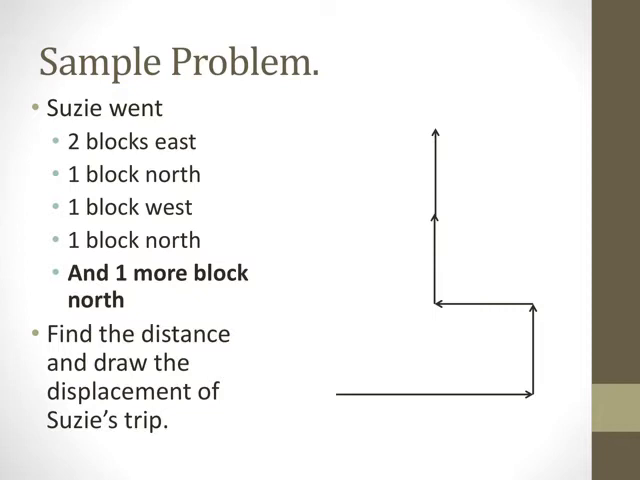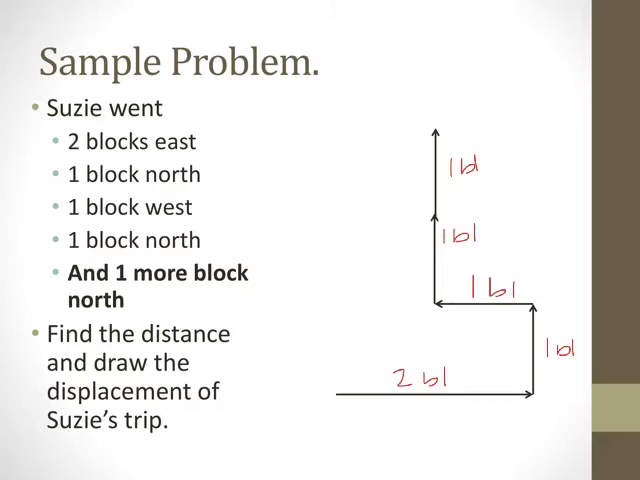So we have 2 blocks, 1 block, 1 block, 1 block, and 1 block. Block is our unit, so to speak. Find the distance and draw the displacement of Susie's trip. What I want you to do is pause this for a second and see if you can do this on your own. Draw it out on your paper, and then when we turn the video back on, see if what you have is the same as what I have.